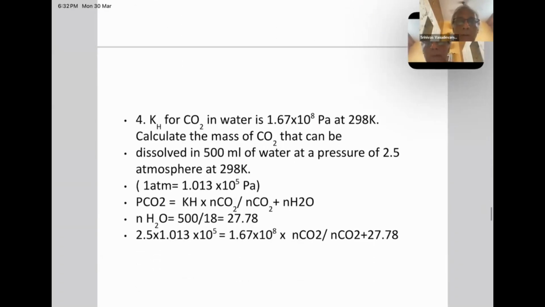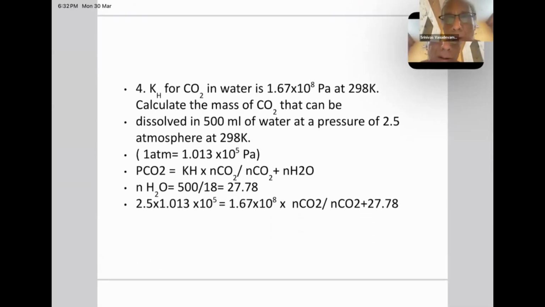KH for CO2 in water is 1.67 into 10 power 8 Pascal at 298 Kelvin. Calculate the mass of CO2 that can be dissolved in 500 ml of water at 2.5 atmosphere at 298 Kelvin. Temperature is the same, pressure is changing here, right? So again, partial pressure of CO2 is equal to KH into number of moles of CO2 divided by number of moles of CO2 plus number of moles of water. So number of moles of water is 500 by 18, 500 ml being 500 grams, molecular mass is 18, giving 27.78 here.